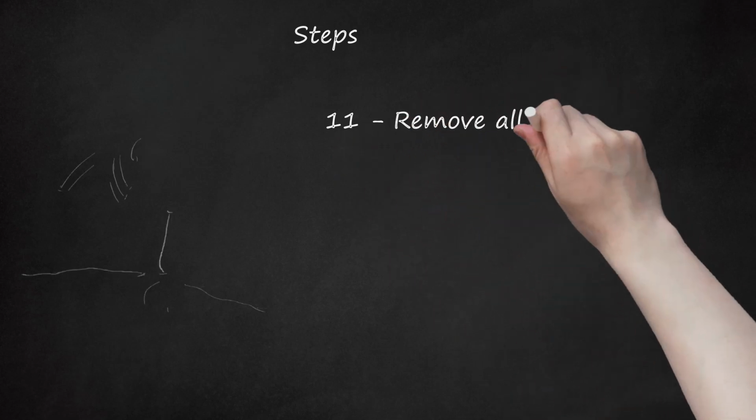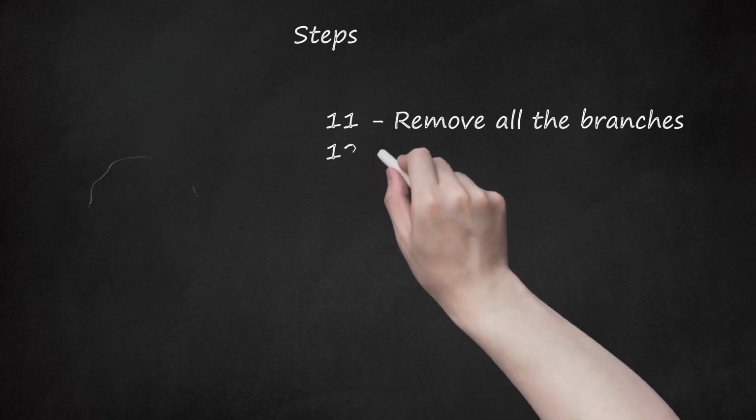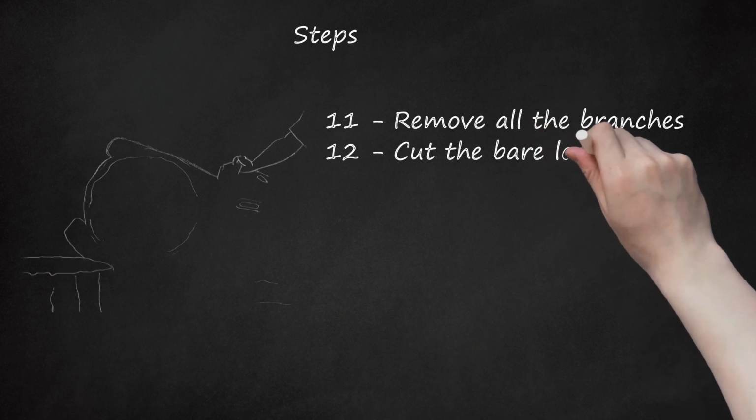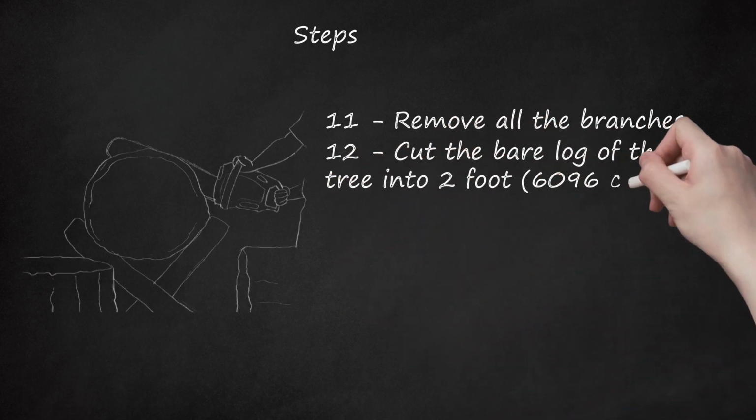11. Remove all the branches. Start from the bottom of the tree and work your way up to the top. 12. Cut the bare log of the tree into 2 foot, 60.96 centimeters, pieces.